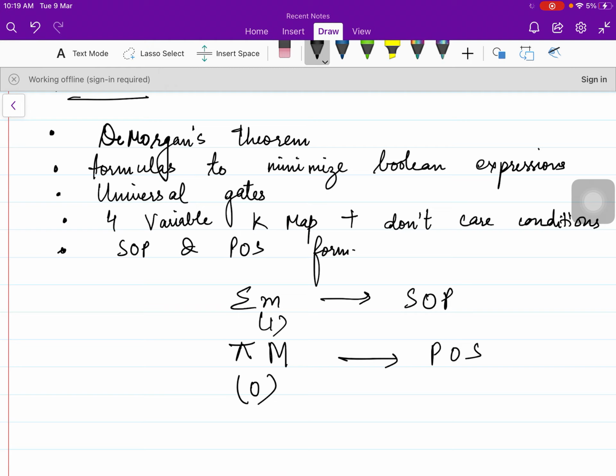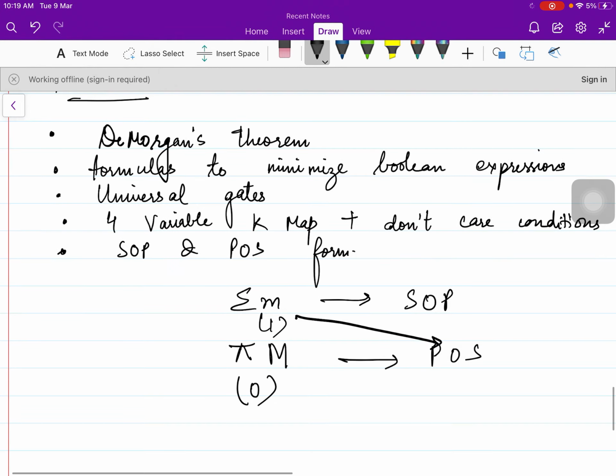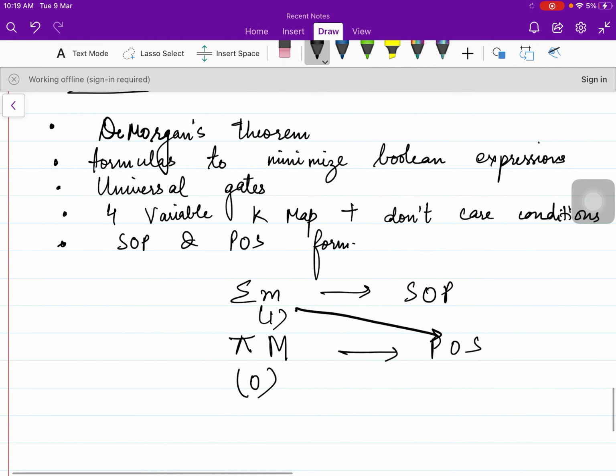But if you are given summation small m and you are asked to go here, that is the POS form, then first of all you have to come to the pi capital M. That means, for example, a 3 variable K-map where 0, 1, 2 is given, so 3, 4, 5, 6, 7 will be your max terms. That means the remaining blocks will be your max terms. So first of all you will calculate the max terms, then you will go for the POS form.